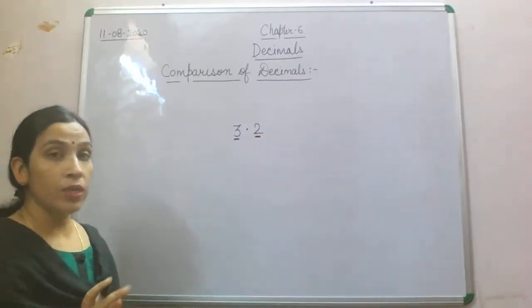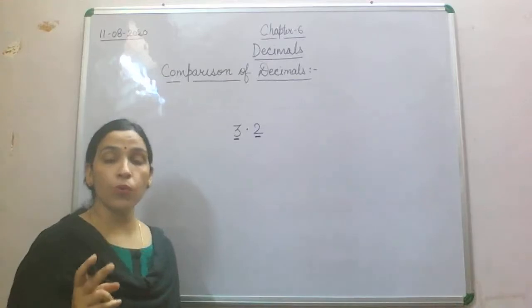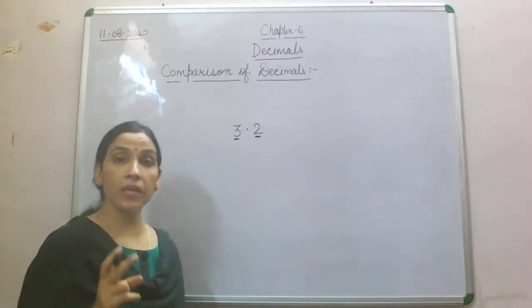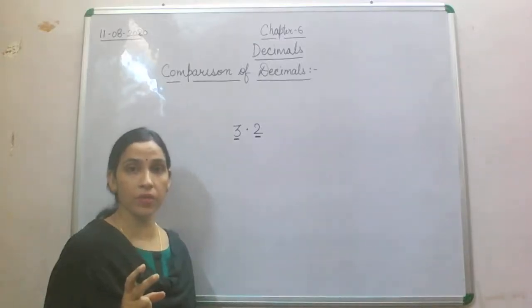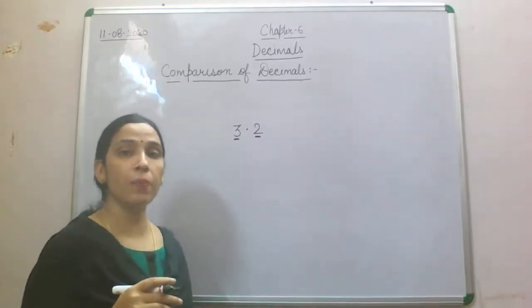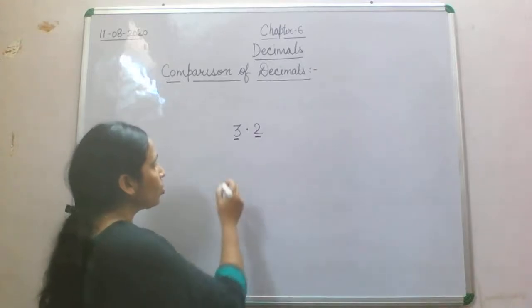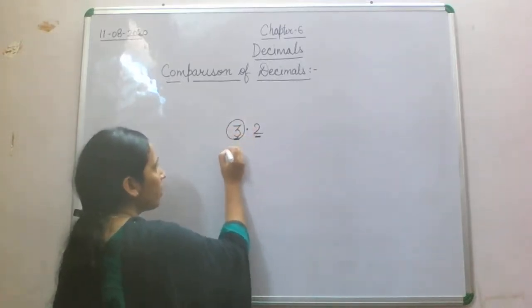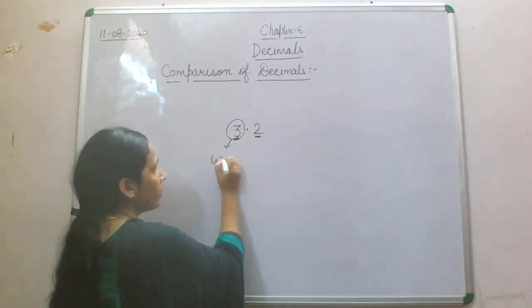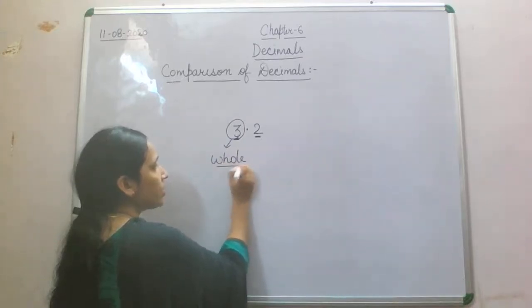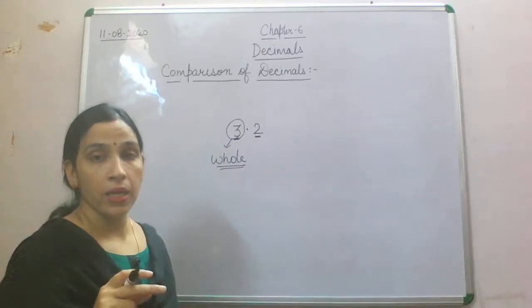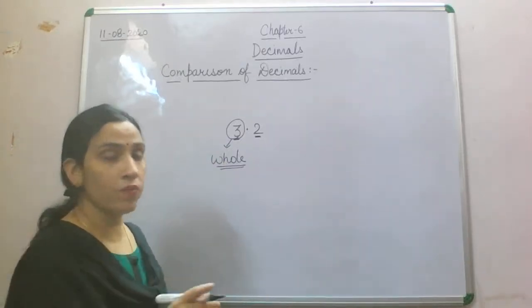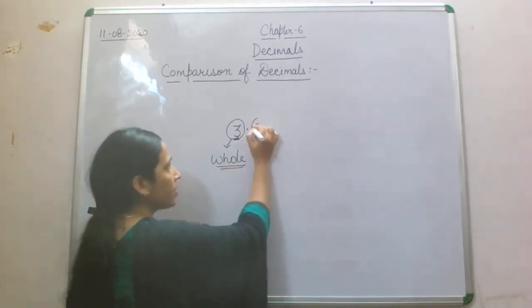So why were we doing it? Because in comparison we are going to compare the whole number part. If the whole number part is given, then we are going to compare that whole number part first. After that we are going to compare the decimal part. So here 3 is your whole number part. Hear it carefully, because this concept we are going to use in the next topic, that is comparison of decimals. This is your whole number part, this is your decimal part.